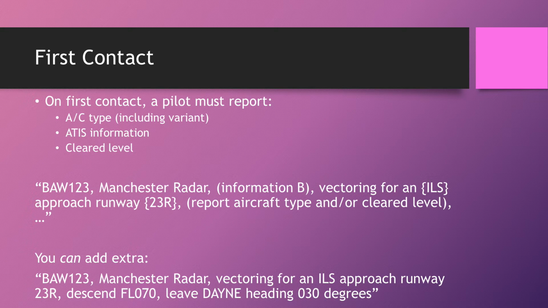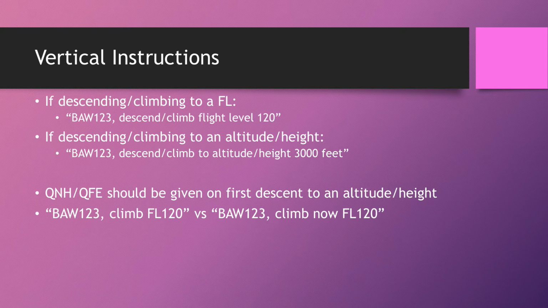Now, you can add extra RT, and we're going to get back to this later on, as to how much you should add. But another example call, assuming that the pilot reported everything they needed to. You could say, Speedboat 123 Manchester radar, vectoring for an ILS approach runway 23 right, descend flight level 70, leave Dean heading 030 degrees. That would be acceptable. So you can add more to it, hence the reason there are the dots in that middle bit of RT on the screen. So that's first contact.